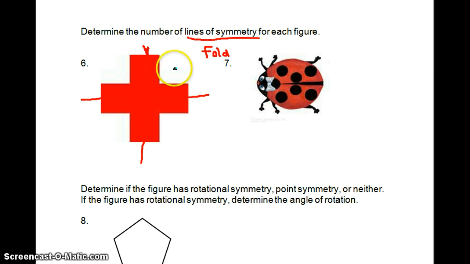And let's see, can we go around the diagonal? Looks like it. We can put one on the diagonal right here. And we can put one on the diagonal here. So the answer for number 6 is 4. Number 7. The only way that we can fold this is right down the middle, right there. The answer to this is 1.